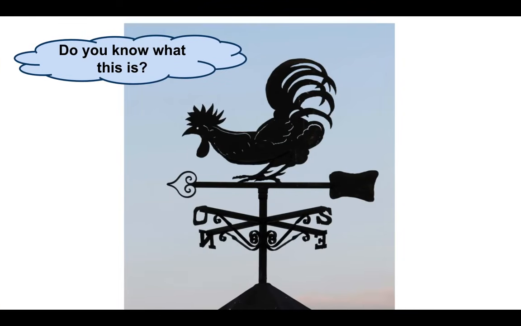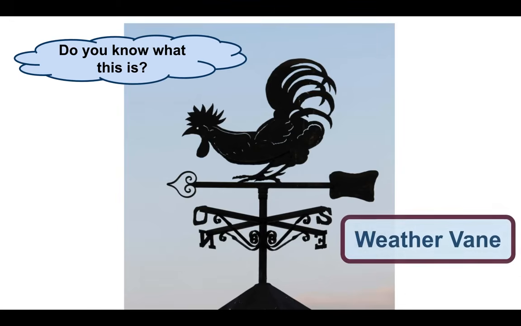Take a look at my picture. Do you know what this is? This is a weather vane. It's an instrument that you often see on the top of buildings, particularly on farms. Remember this, we're going to see another weather vane in our story later on.